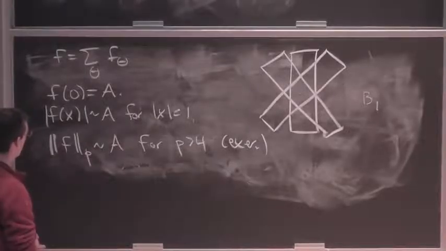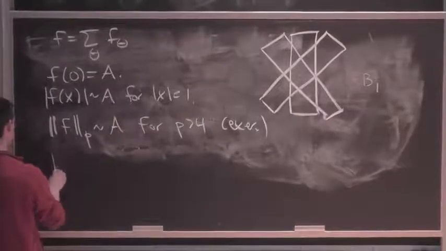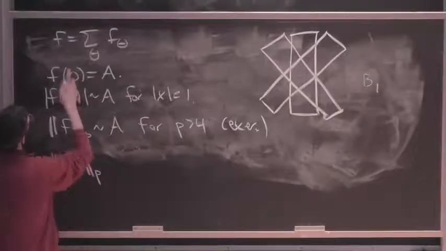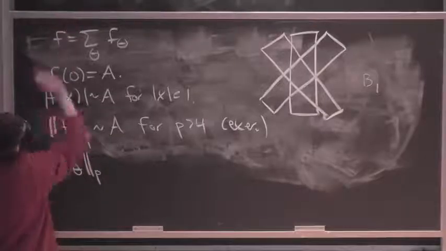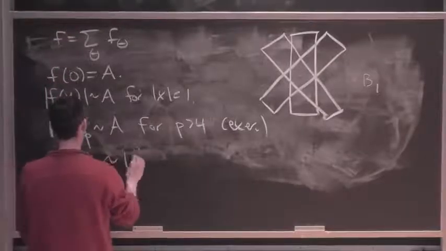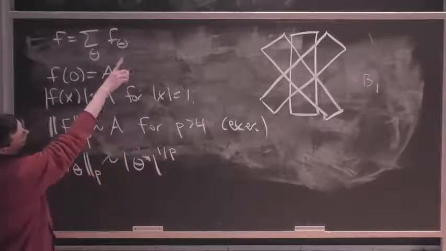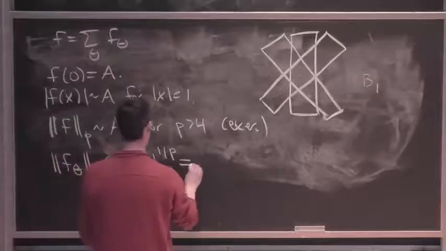And the LP norm of f theta is easy to understand. The LP norm of f theta, so f theta has height 1, and it's supported on this region theta star. So that's the volume of theta star to the 1 over p. Theta star is a rectangle with those dimensions, so it's a to the 3 over p.